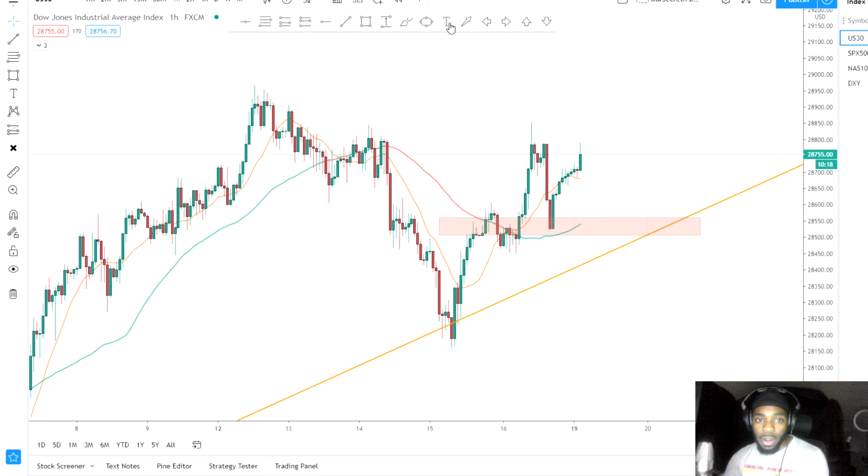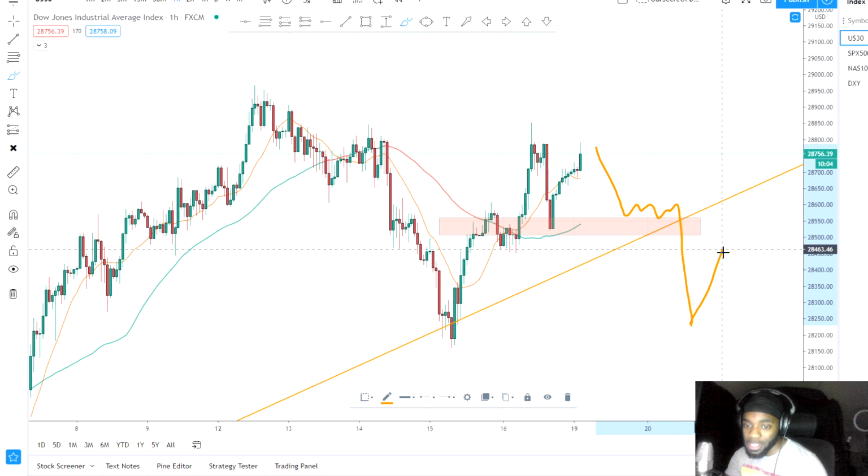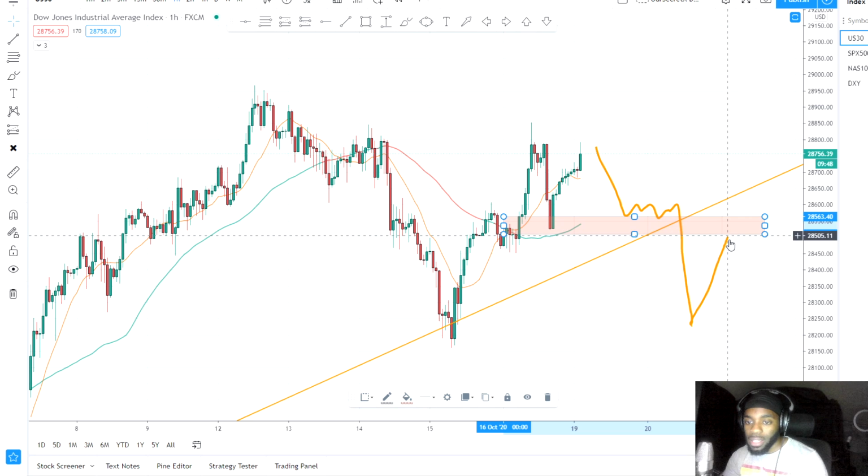But if market was to simply come down, kind of do something like that, and then break out, that is going to give me an indication that this may be a valid downtrend. But the only way for me to truly believe it's a valid downtrend is if I get a retest from this zone area right here, then I'm going to sell it.